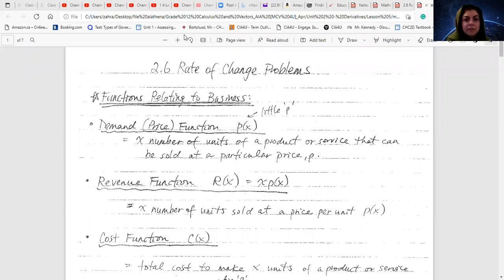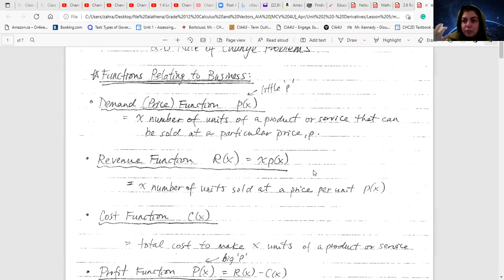A 2.6 rate of change problem. Okay, price function. Price function is P(x). The x is the number of units of product or service that you can sell at price P. Of course, the more units you produce, the price goes down.